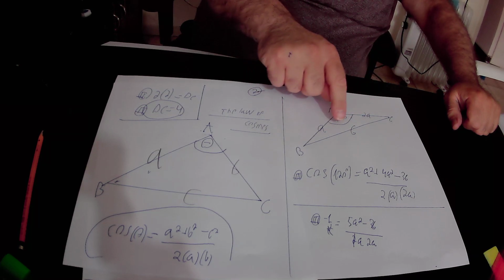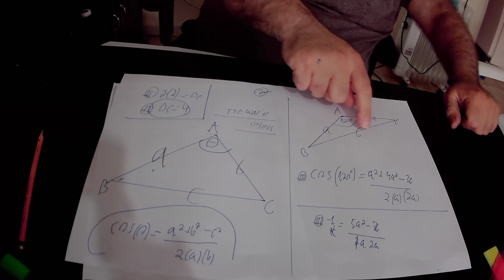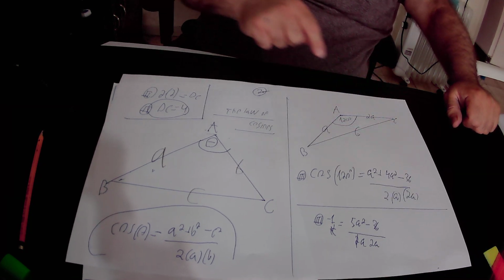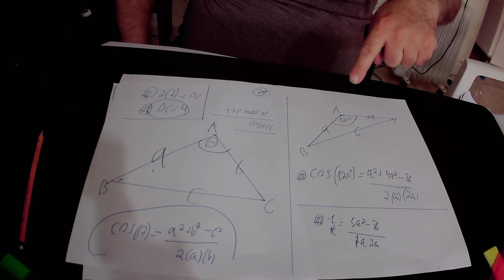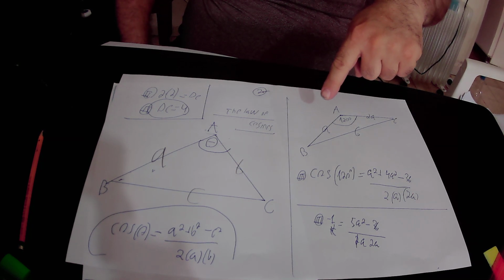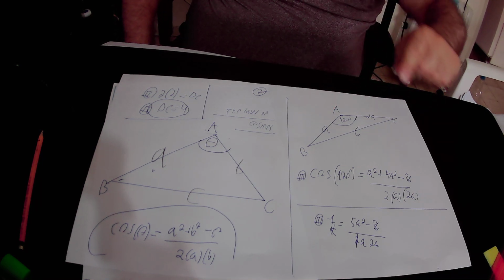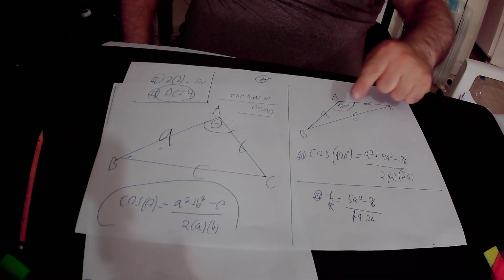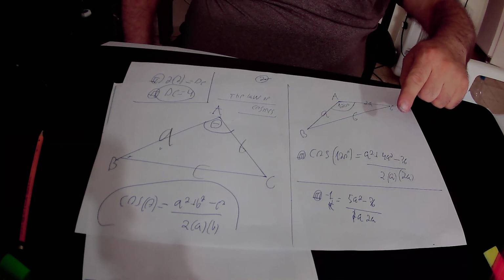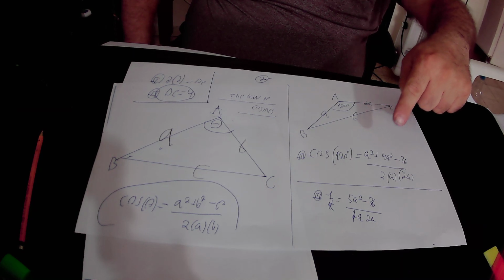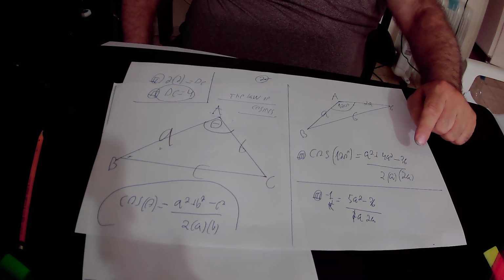C squared is BC squared, and BC is 6, so BC squared is 6 squared, that is 36. So this minus 36 over 2 times AB, 2 times AB, it is 2 times A times 2A. Cosine 180 degrees equals minus 1 half. Here A squared plus 4A squared is 5A squared minus 36 over 2A times 2A.